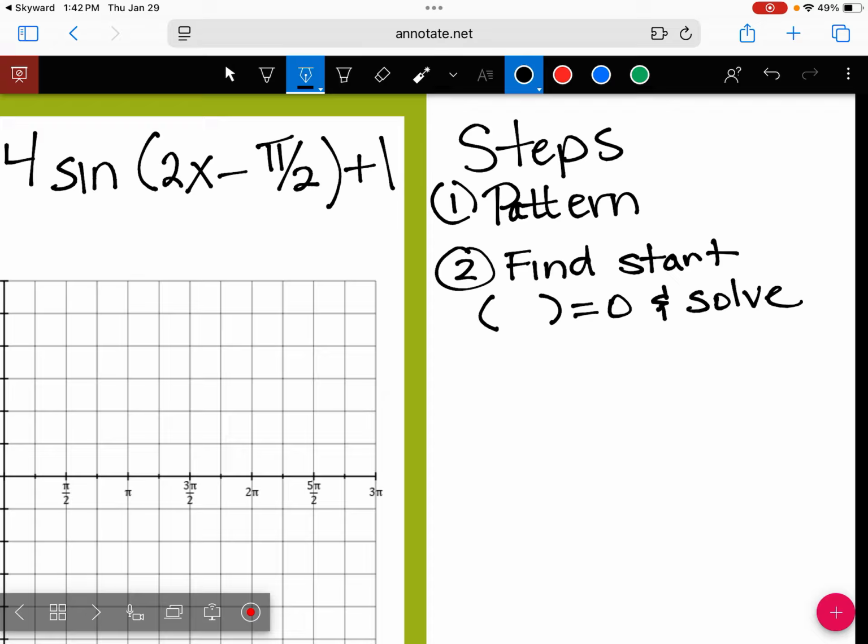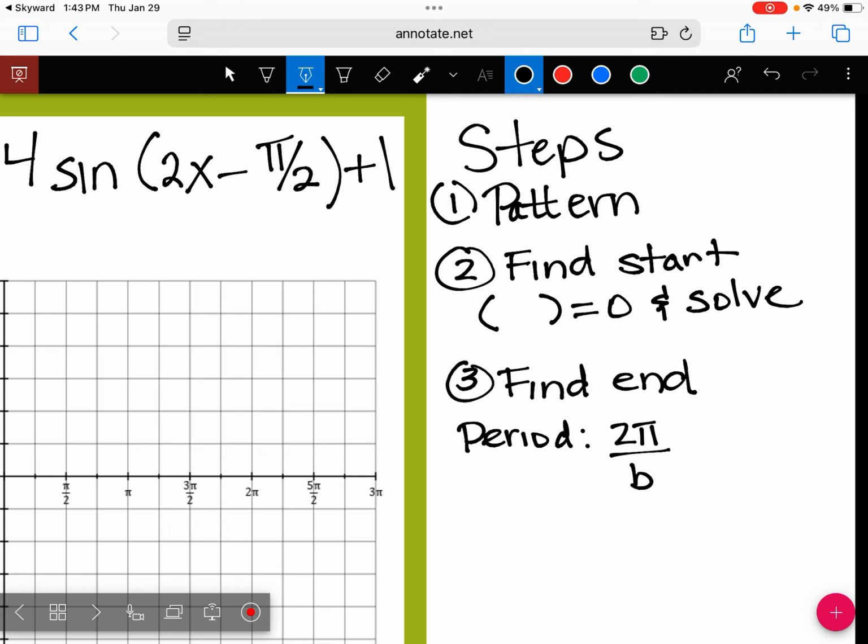The third step is to find the end. Now your end is your period. The formula for period is 2 pi over b. Now, I'm making it simple for you all. In the past, we had periods of pi over 3 and 7 pi over 8. Like, we're not doing that. Period is either 2 pi or pi. That's it. Okay, if it's 2 pi, that means we're going to do 8 hops to the right. And if it's just pi, we're going to do 4 hops.